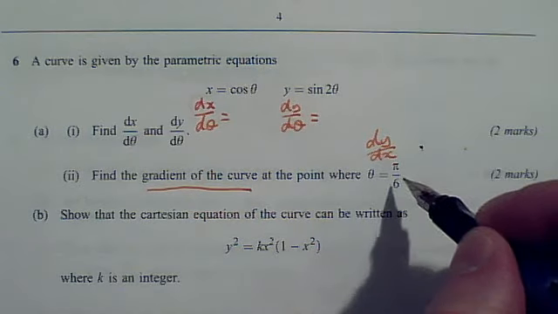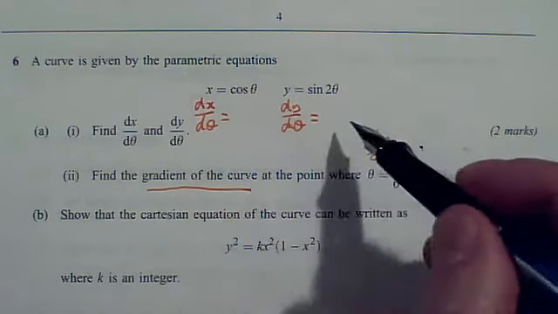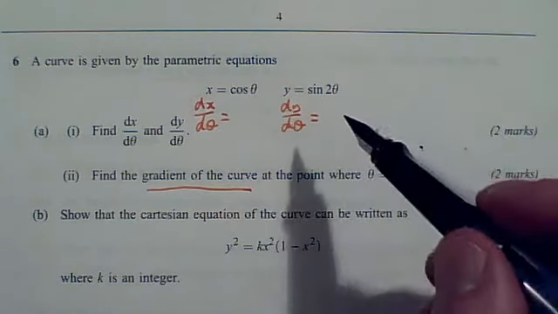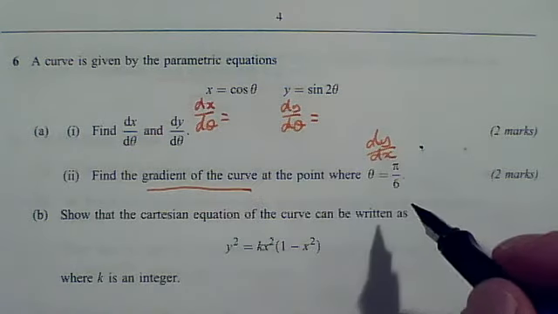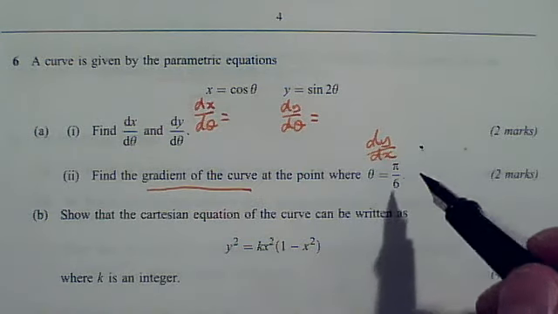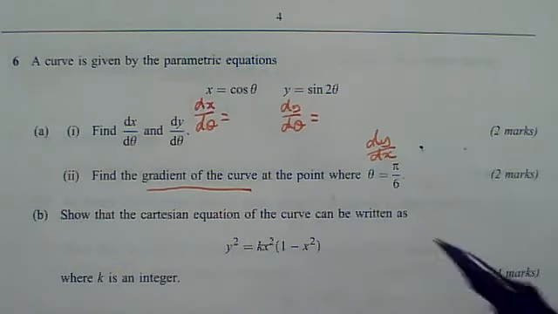So you can either substitute theta equals pi by 6 into these two answers and then divide, or divide that answer by that answer, substitute pi by 6 in, and find the gradient of the curve. It should be in a nice exact form.